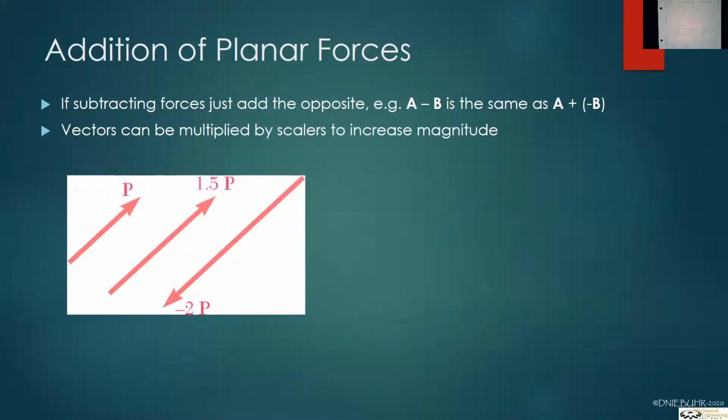Now, subtracting vectors is the same as adding a negative. Also, if you want to increase the size of a vector, it can be multiplied by a scalar value. So here we have an example of P. We have 1.5 times P, which is just 1.5 times the length of the vector. Or if we have negative 2P, it would be double the length, only in the opposite direction or opposite sense.